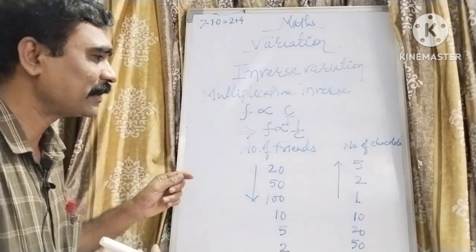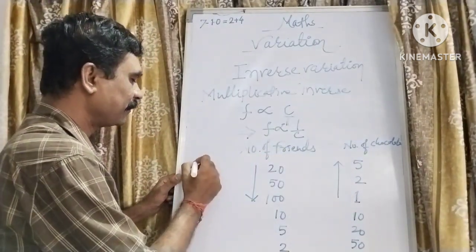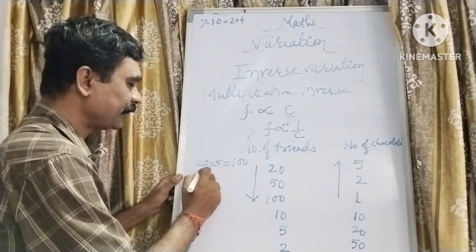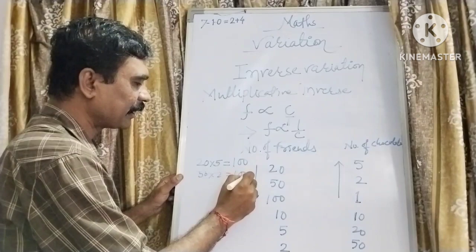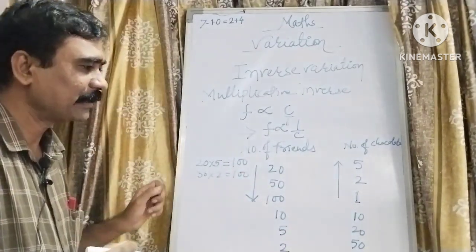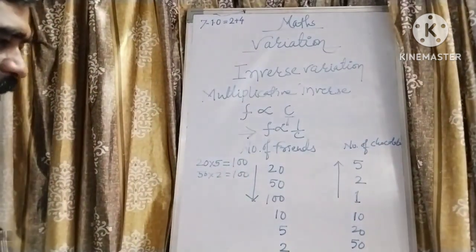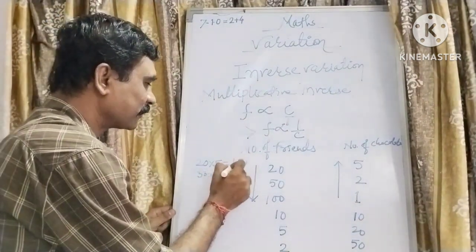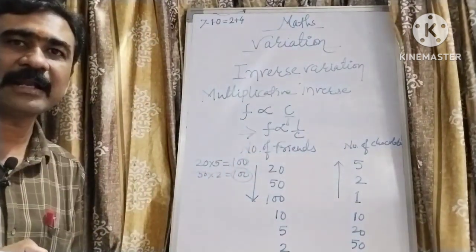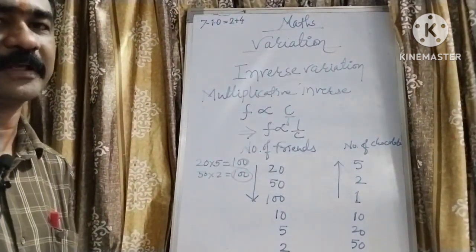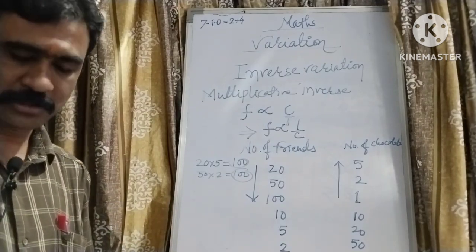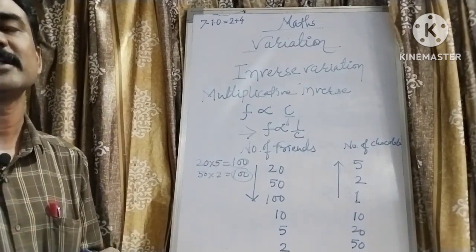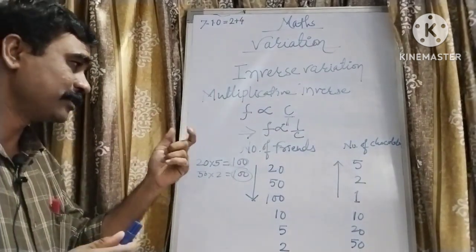Now, in an inverse variation, if we take a product of these two quantities, 20 into 5 is equal to 100. 50 into 2 is 100. 100 into 1, 100. 10 into 10, 100. 5 into 20, 100. 2 into 50, 100. Means here 100 is the constant. And how do we find the 100? By taking a product of these two quantities. Whenever you have to find the constant of inverse variation, simply take a multiplication, a product of these two quantities.